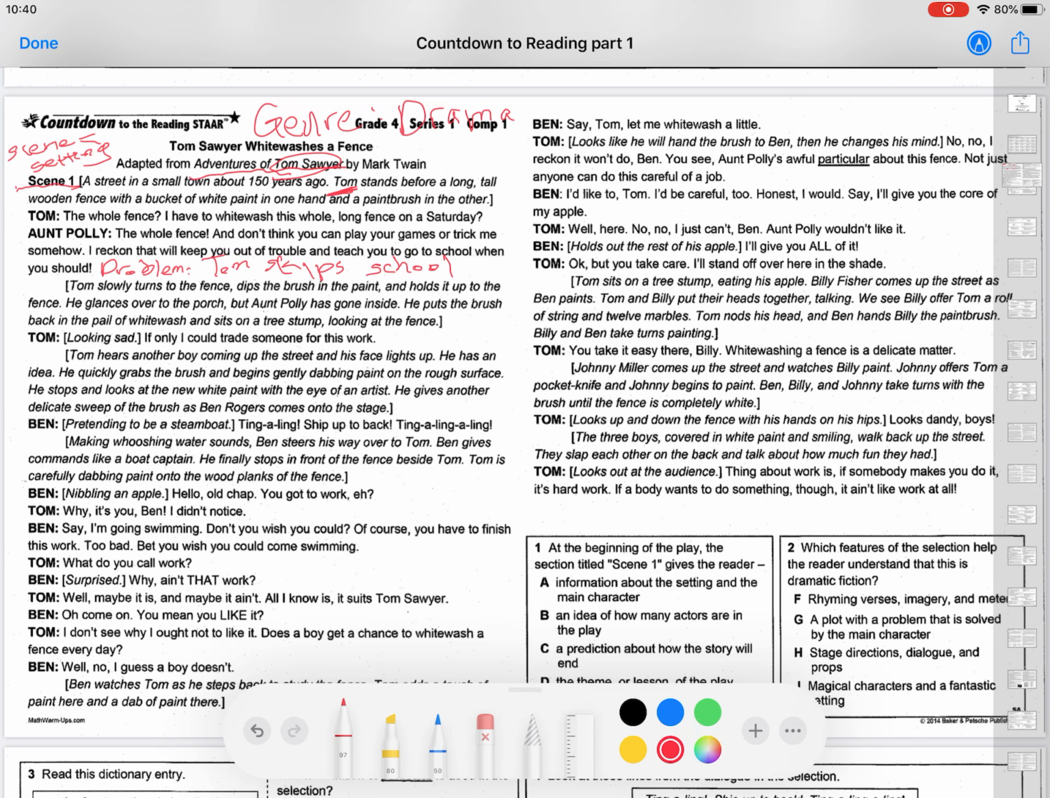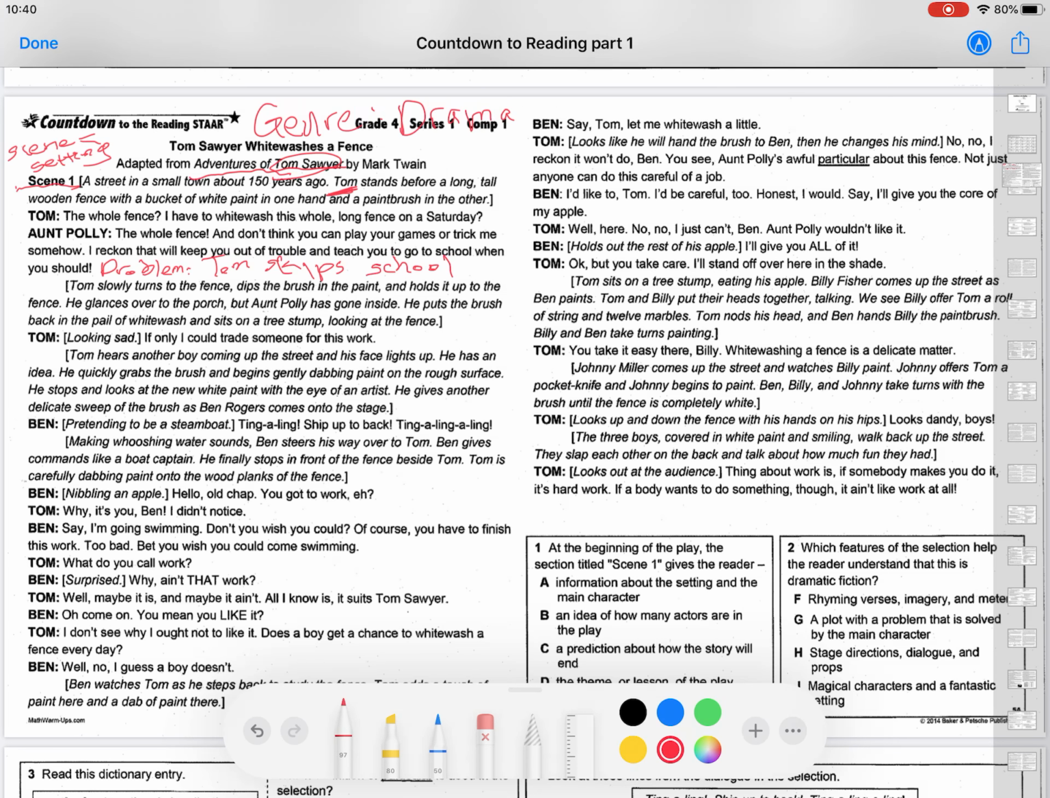Here we have another set of stage directions. Tom slowly turns to the fence and dips the brush in the paint and holds it up to the fence. He glances over to the porch, but Aunt Polly has gone inside. He puts the brush back in the pail of whitewash and sits on a tree stump looking at the fence. Tom, looking sad. "If only I could train someone for this work."